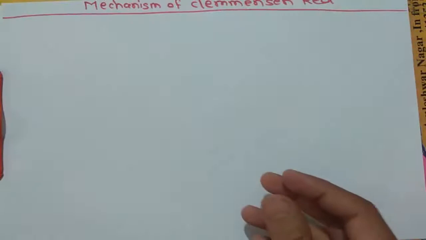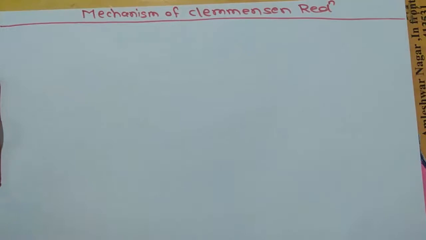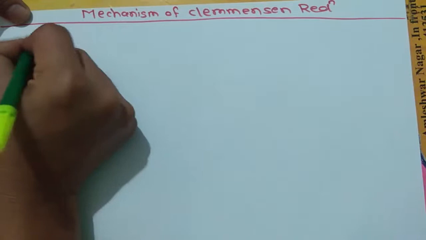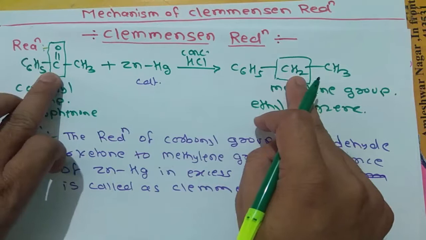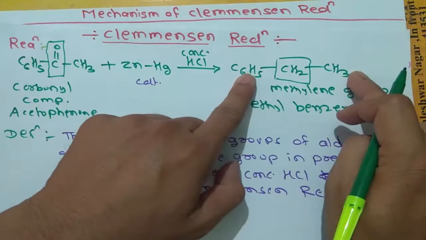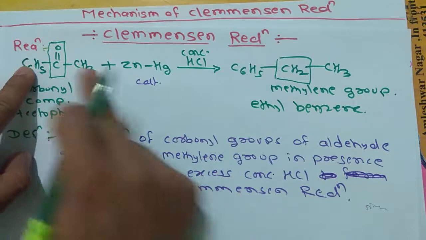In the mechanism, see what happens, step by step. Here this is the C double bond O. We take only the carbonyl compound, because the reaction takes place only at the carbonyl group, which is reduced to a CH2 group. The remaining part is the same as it is. That's why we write only the carbonyl compound. Now we can get the methylene group in the mechanism.